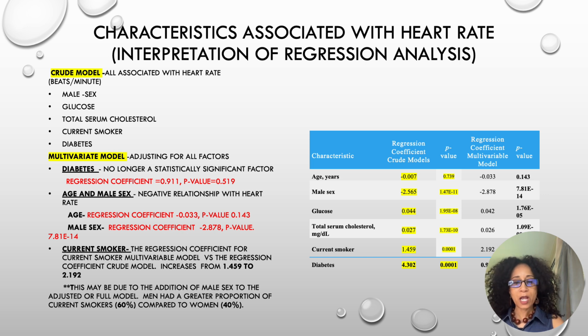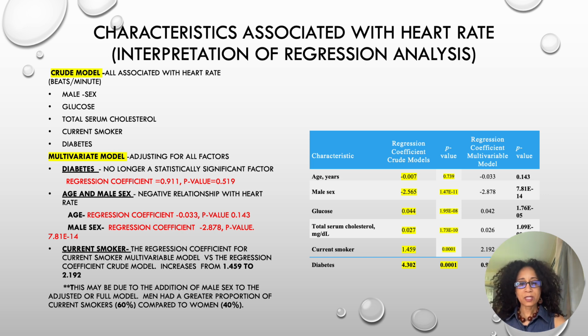Also, I want to note a couple of different relationships. Age and male sex actually have a negative relationship with heart rate. When you look at age, the regression coefficient was 0.033 and the p-value was 0.143. And for male sex, the regression coefficient was negative 2.878 and the p-value was 7.81 times 10 to the negative 14th power, I believe. So just wanted to make note of that.